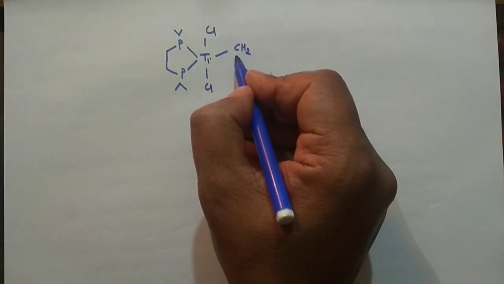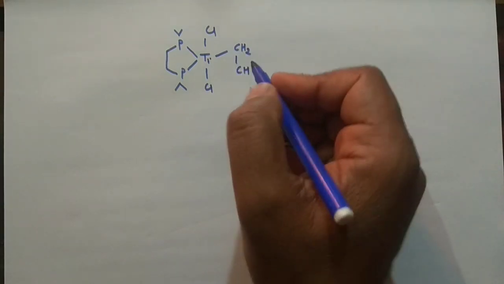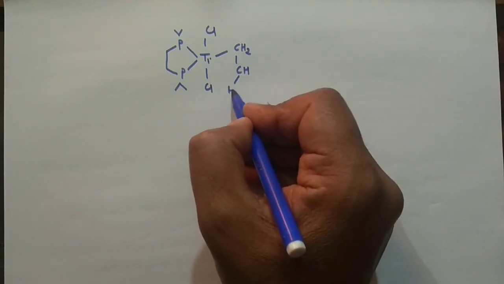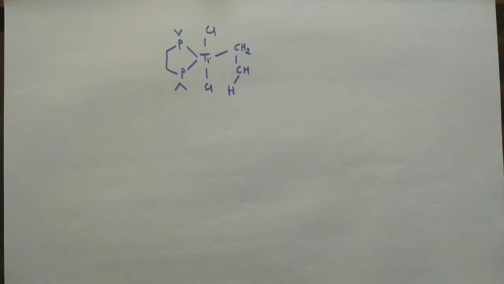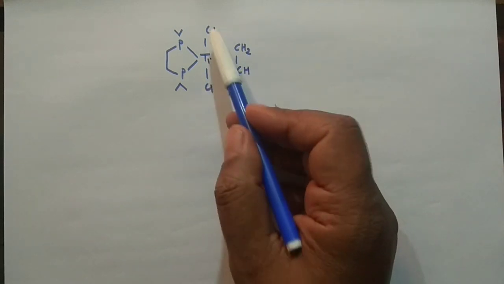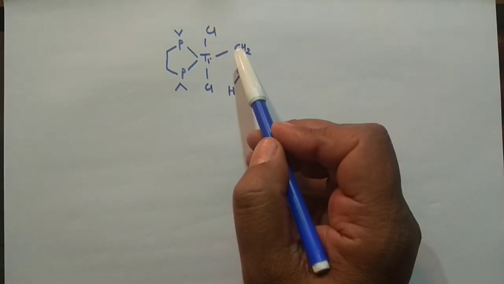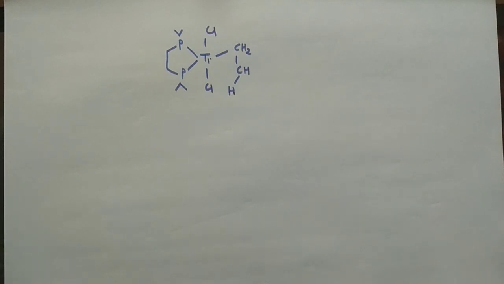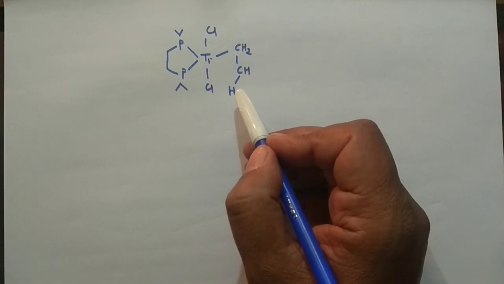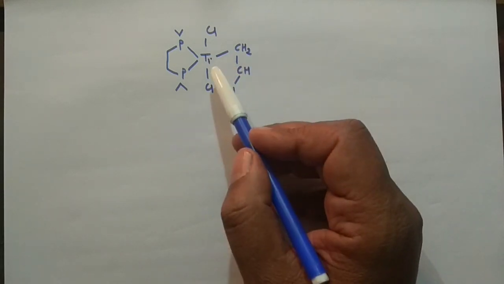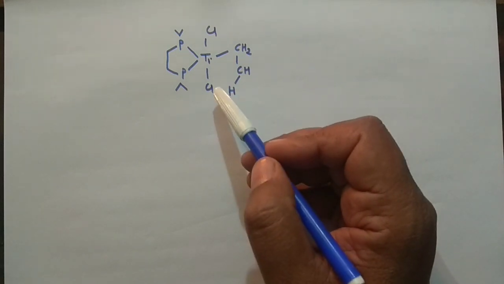So I can write CH and H. Okay, say in this way you are having. So obviously the oxidation state of titanium you can count here. 1, 2 and 3, 3 plus. So it will not undergo your beta hydride elimination reaction. Though it is actually having the beta hydrogen as well as it is an unsaturated complex, but it is in high oxidation state.